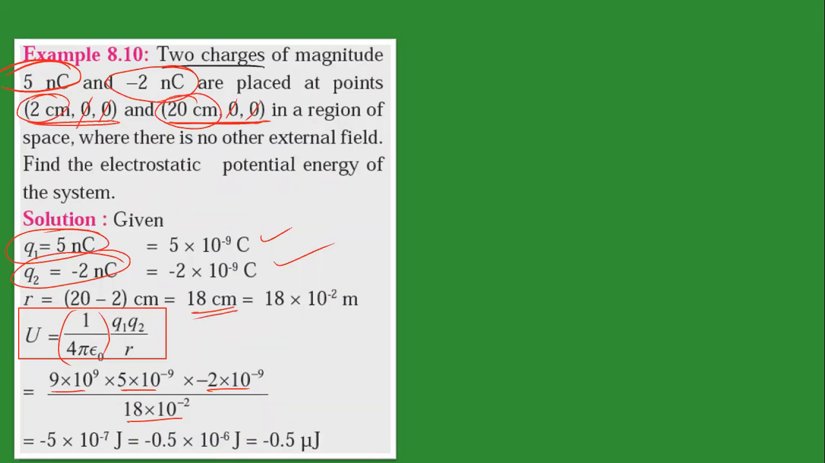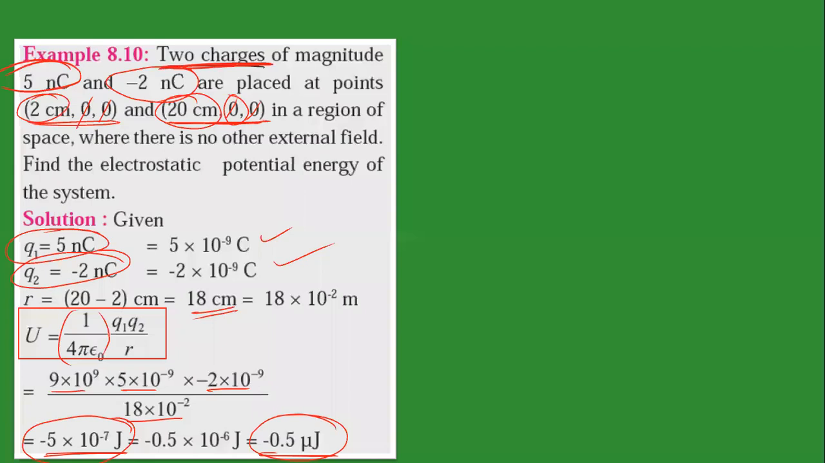We already learned how to find a potential energy between a 2 charge system. If instead of 0, any other number is written, then the formula is different, so that distance also we have to consider. Now after solving this, we get the potential energy: minus 5 into 10 raised to minus 7 joule. Or if you want to write it in microjoule, we can write 0.5 microjoule. So this is for a 2 charge system.